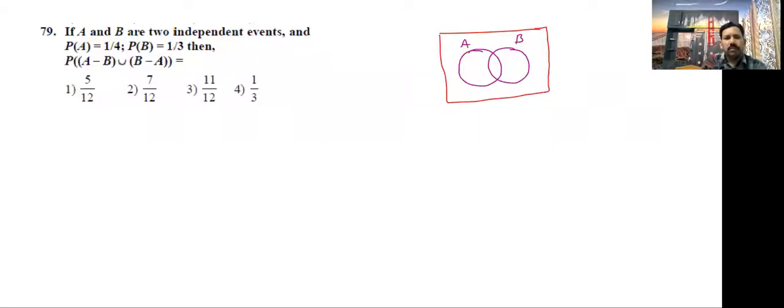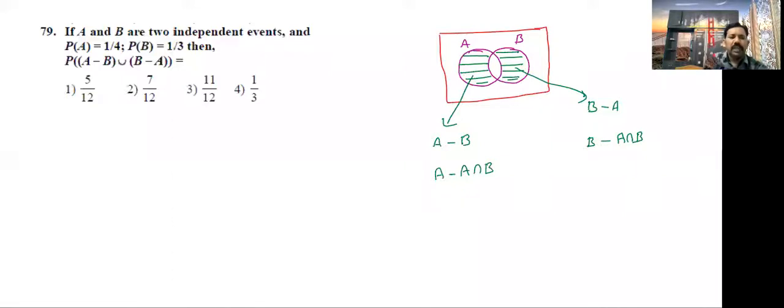Now, this part we will say is A minus B. This part, B minus A. Okay, so this part is A minus B. This part is B minus A. Both are independent, there is no intersection part. A minus B we can write another way also. A minus A intersection B. B minus A means B minus A intersection B.